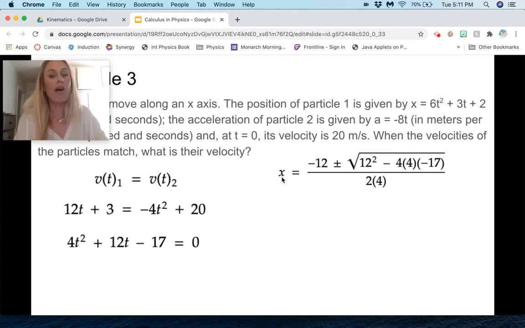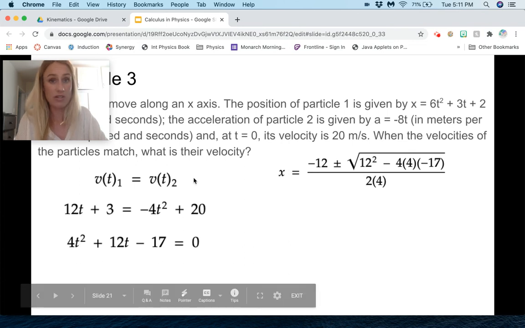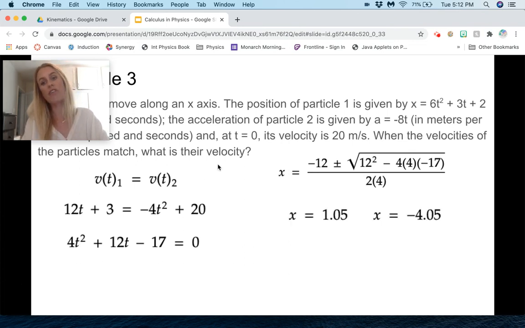But remember, this x in this case is t for time. Okay, so don't forget that. So solving this magic, we end up getting two answers. So our x is equal to 1.05 or negative 4.05. Which one of these do we throw out? What do you think?